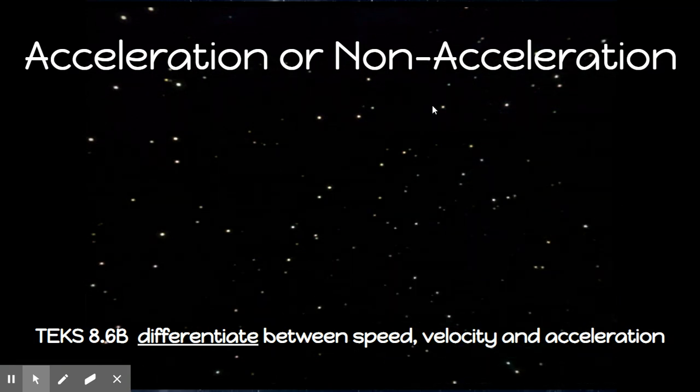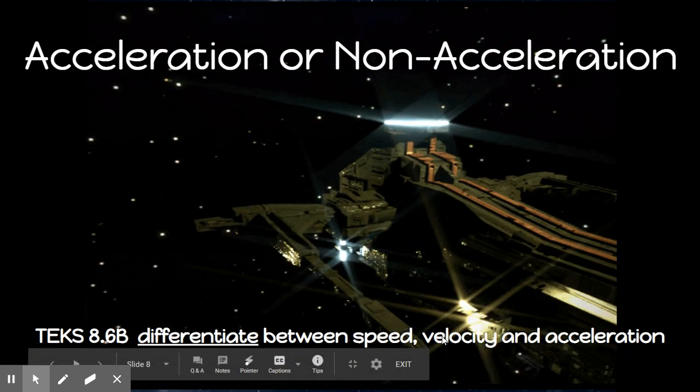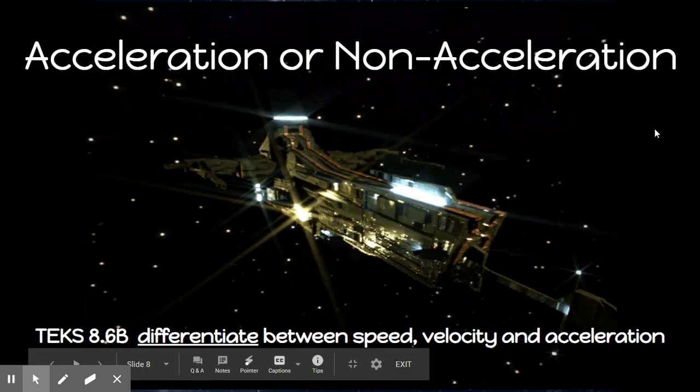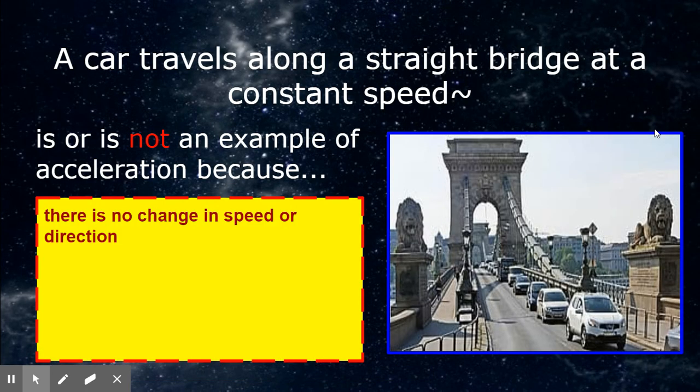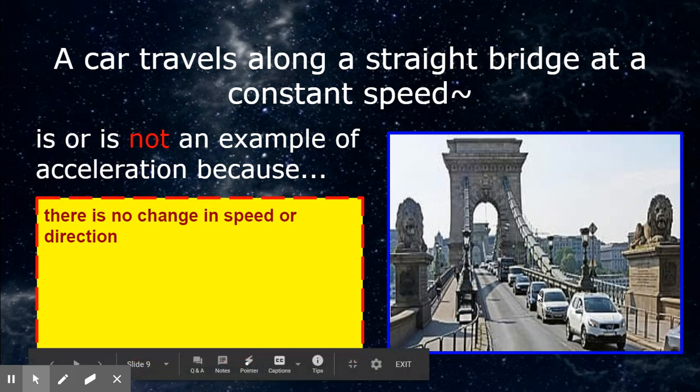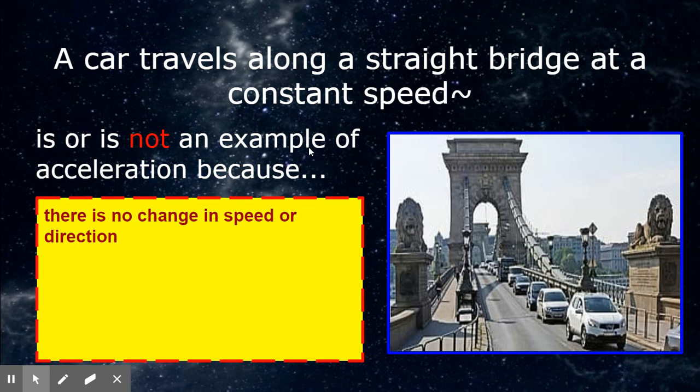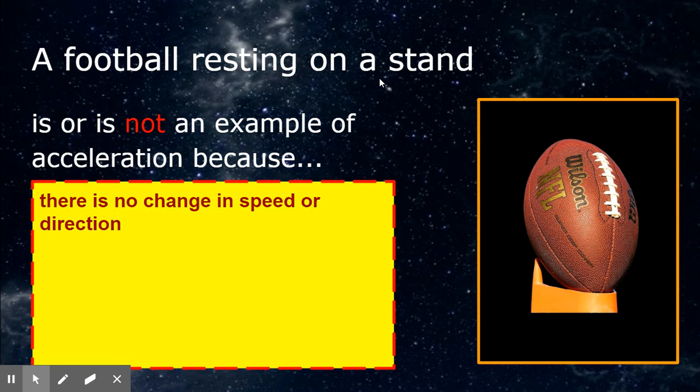Acceleration or non-acceleration. We're going to differentiate between speed, velocity, and acceleration. A car travels along a straight bridge at constant speed. This is not an example of acceleration because there's no change in speed or direction, because we have constant speed. A football resting on a stand is not an example of acceleration because there's no change in speed or direction. It's at rest. Forces are balanced.